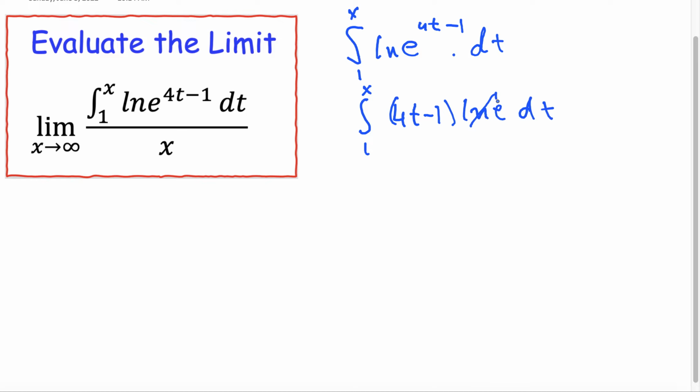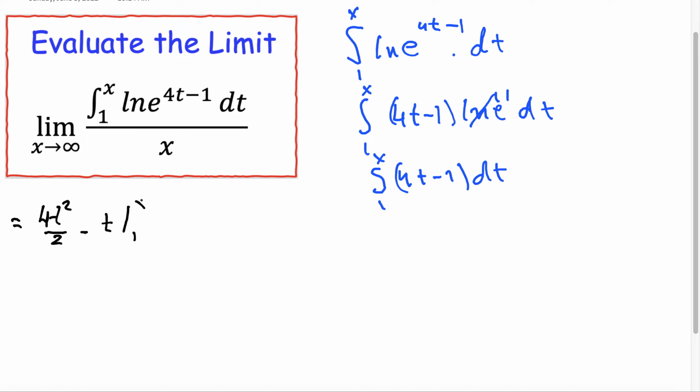But ln e is equal to 1, and 1 times 4t minus 1 is 4t minus 1. So this integral is now going to be the integral of 4t minus 1 times dt. And when we evaluate this integral, we are going to end up in this form: 4t squared over 2 minus t, with the limits 1 to x. And now let me substitute those limits here.